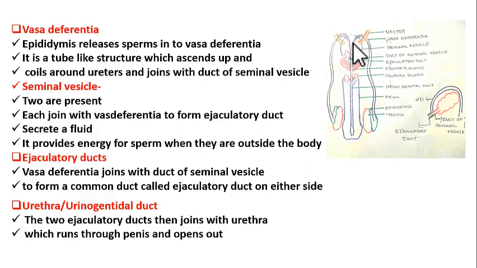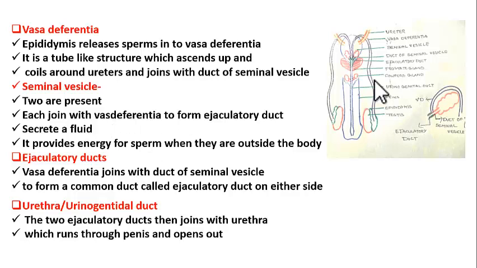Outside the body means when sperms come out through urethra and reach the vagina of the female reproductive system, the sperms need energy because they are outside the body. They need energy to flow through the female reproductive system. So for that, the energy is provided by the seminal fluid. Understood the role? Yes.